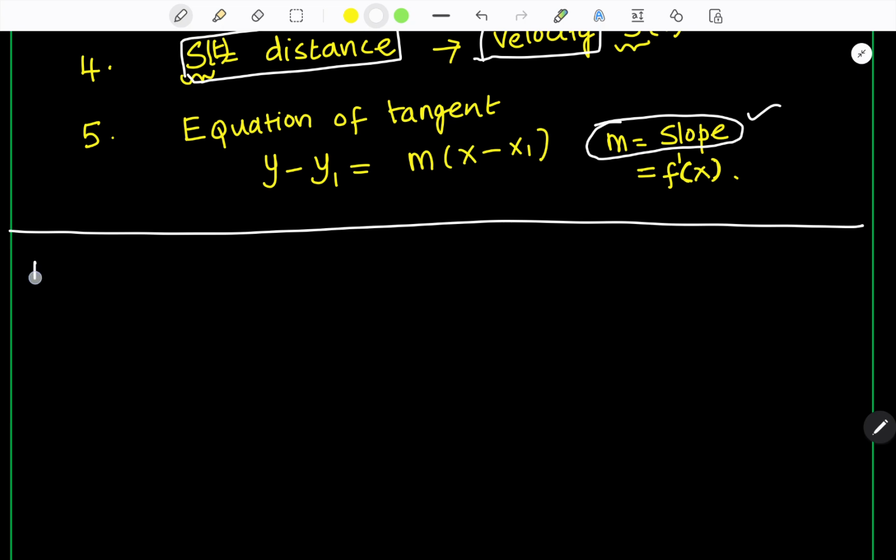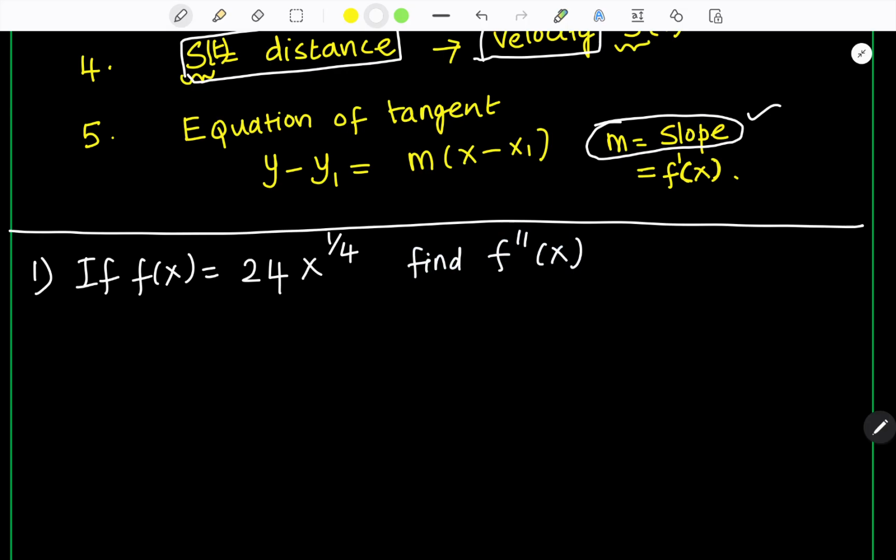Right. If f of x is equal to 24 x to the power of 1 by 4, find f double dash of x. So they give the function f of x. They are asking f double dash of x. So what is your f of x? 24 x to the power of 1 by 4.